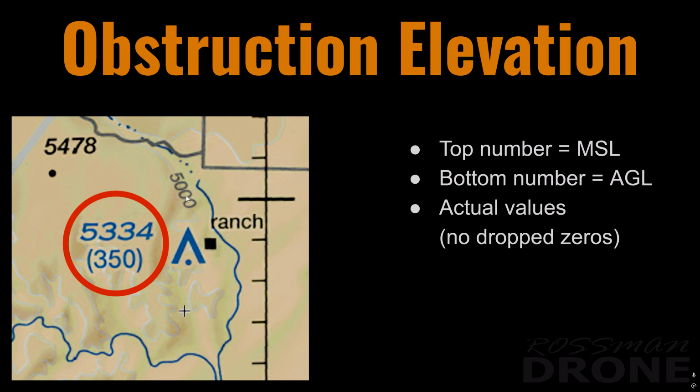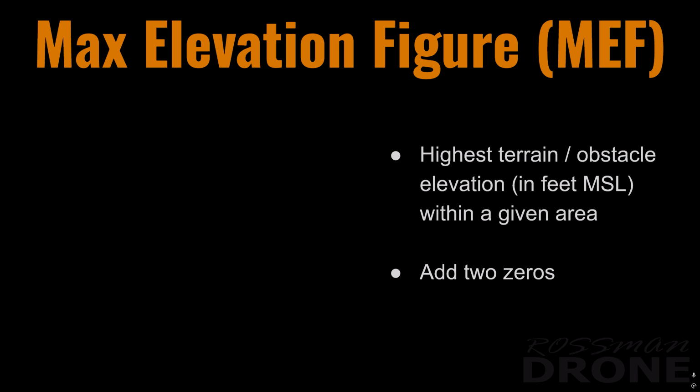You're going to see two numbers next to these. The number on top represents the height of that obstruction in feet MSL, or mean sea level, while the number underneath in parentheses represents the height in AGL, or above ground level. Keep in mind that these are actual values and there are no dropped zeros here.